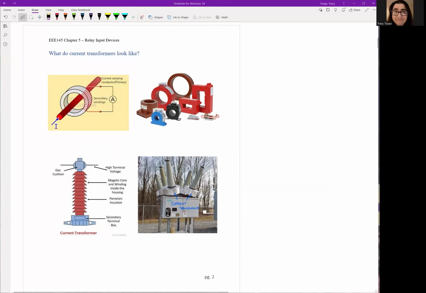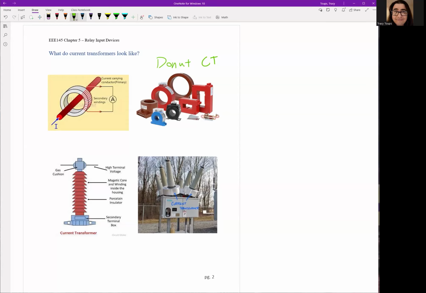Originally, these were round and you put a cable through them, so it kind of looks like a donut. You can see right here on the left-hand side the major cable going through the cylindrical CT, hence the hole in the donut.